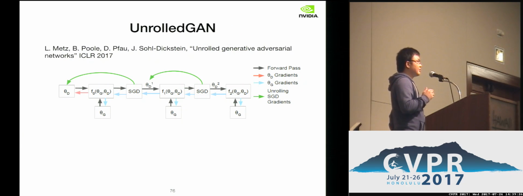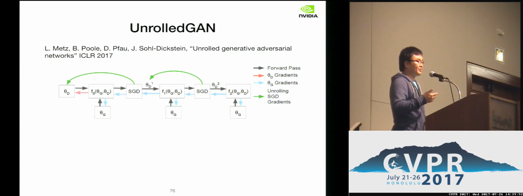So in the GAN formulation, you actually want to update the generator based on the optimal discriminator, which means that ideally you have to keep updating the discriminator, performing many iterations.